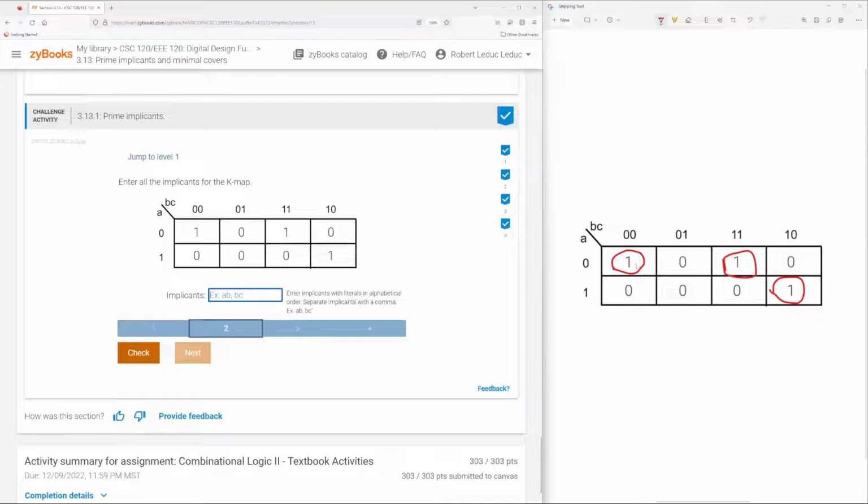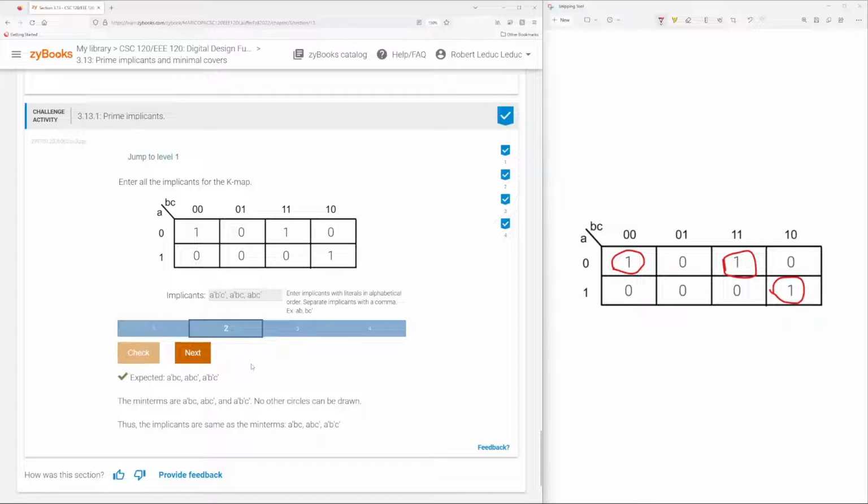So we'll just list these out. We have A prime, B prime, C prime. We also have A prime, B, C. And finally, our last minterm is A, B, C prime. And if we enter those, it tells us we have the right answer. So again, implicants are the same as the minterms in this particular example.